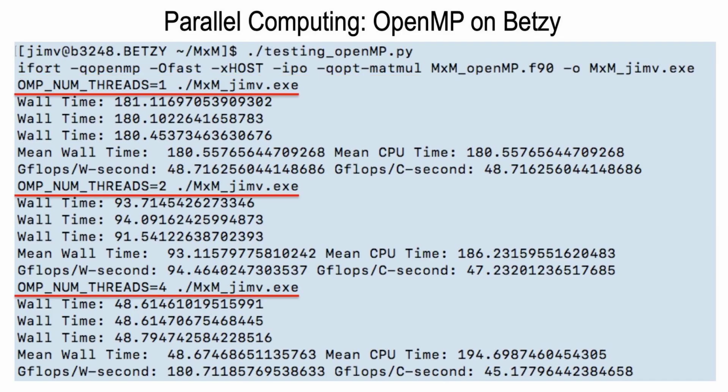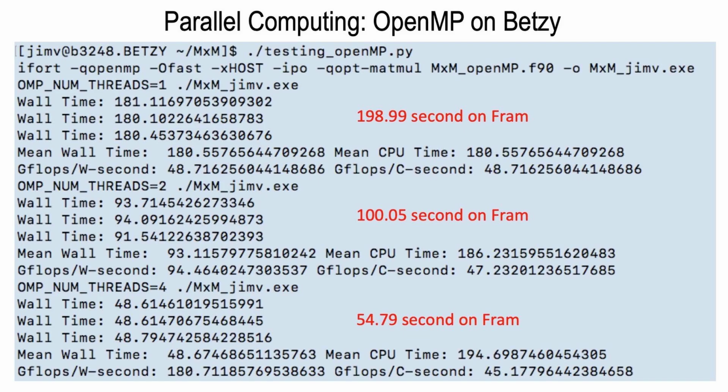We'll analyze the executable program with varying thread counts. Now, we observe an improvement in performance, with Betzy completing the matrix multiplication faster than Fram. Therefore, the inclusion of the IPO compilation option resolved our performance issue.